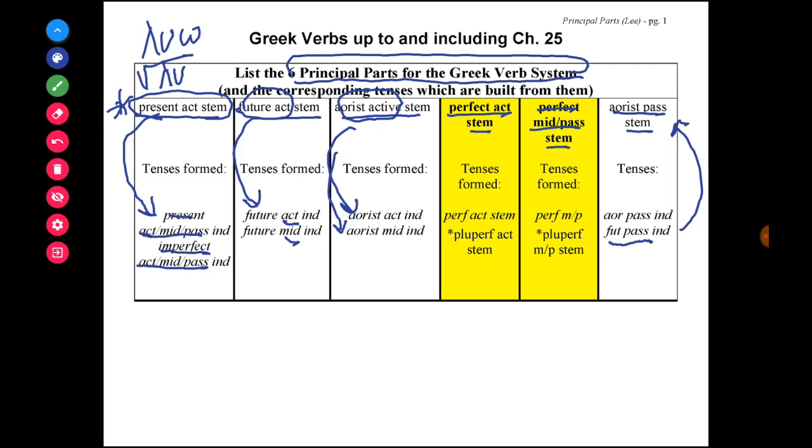We will learn that the perfect active stem is the basis for the perfect active, and also an optional form that we'll introduce but you won't have to memorize, the pluperfect. And then the perfect middle passive stem is the basis for the perfect middle passive indicative, but also another optional form, the pluperfect middle passive, which again we'll introduce but you won't have to memorize. And so from these 6 principal parts, you should be able to form any verb in any form, because you memorize as part of vocabulary the stem for each of the tenses.